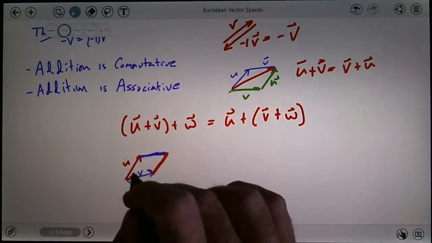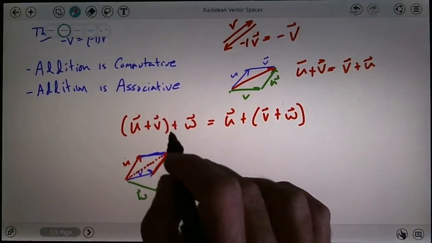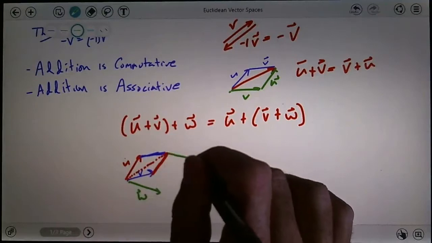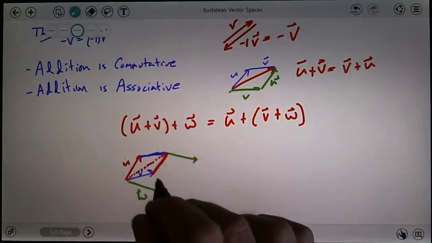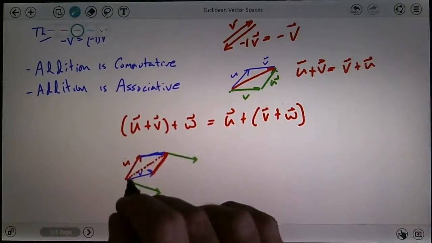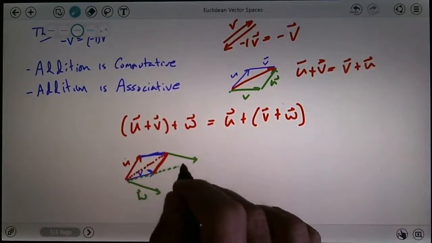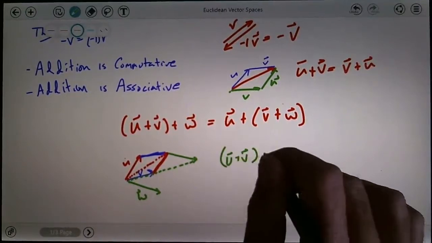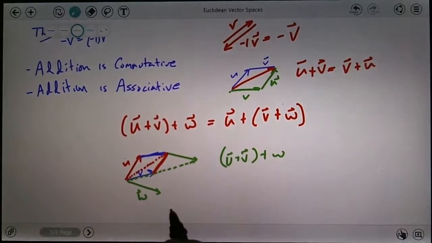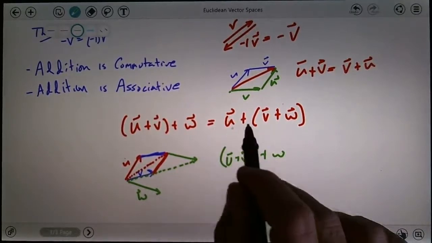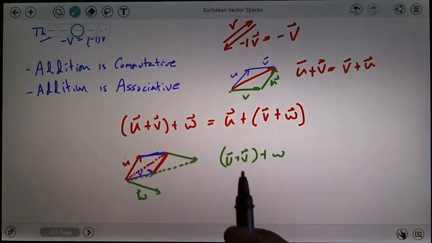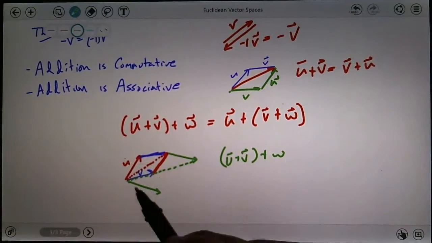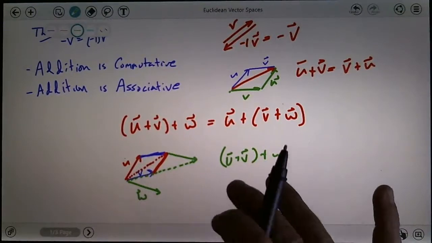And then if I add w onto that, I'll dot that. That's u plus v. And if I add w onto that, that would be sticking this w here, and that would come out like this, okay? U plus v plus w is the thing that goes all the way across like that. That dotted one is u plus v plus w. Now look at u plus v plus w. Okay, so can I do this? v plus w.